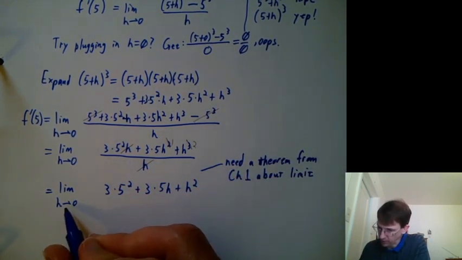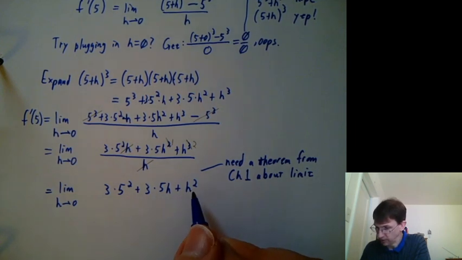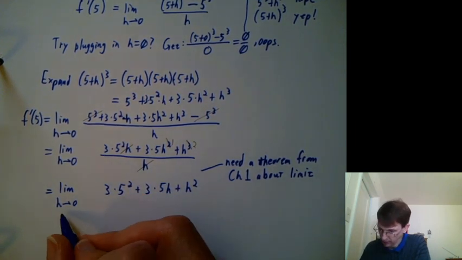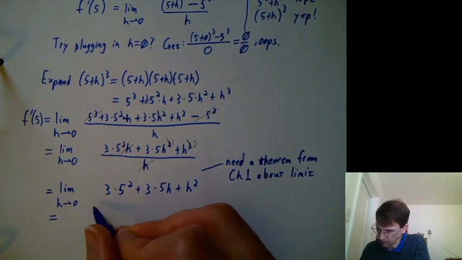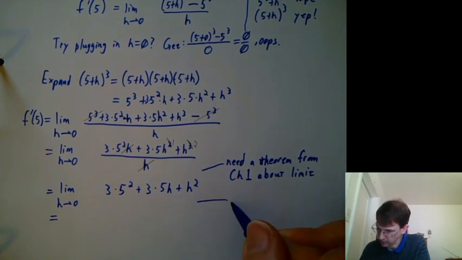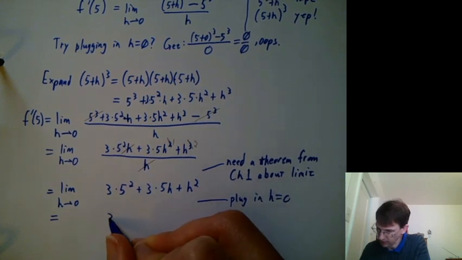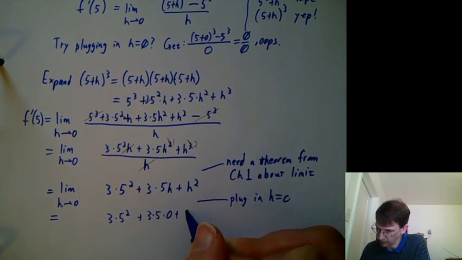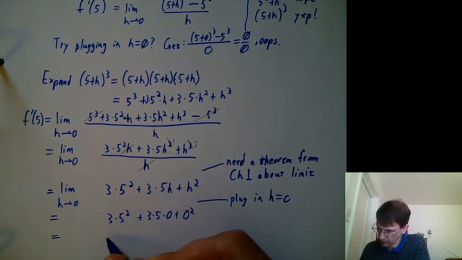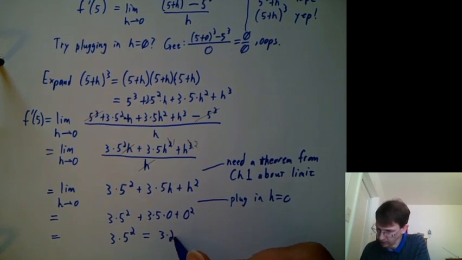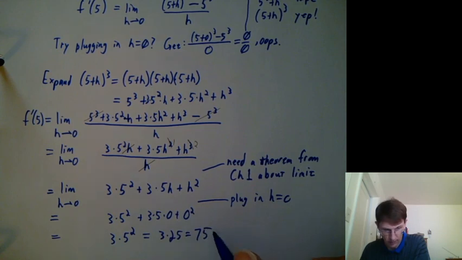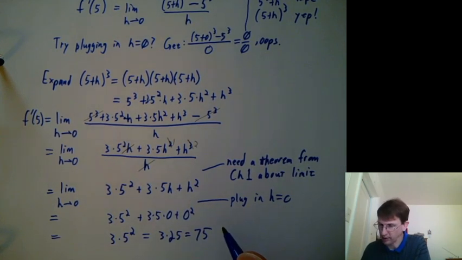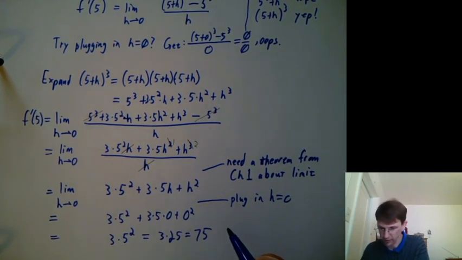But now, if I plug in 0, what happens? Do I get a divide by 0? Nope. So I can just plug in h equals 0. I get 3 times 5^2 plus 3 times 5 times 0 plus 0^2, which is just 3 times 5^2, which is 3 times 25, which is 75, which is pretty much what we were expecting based on our work in Desmos or Excel.